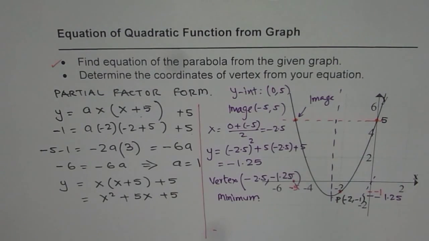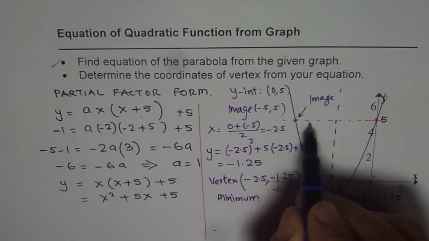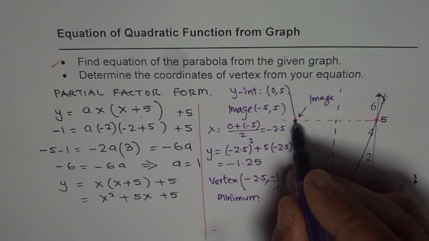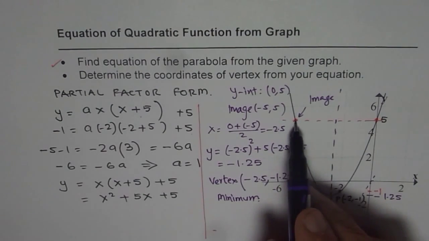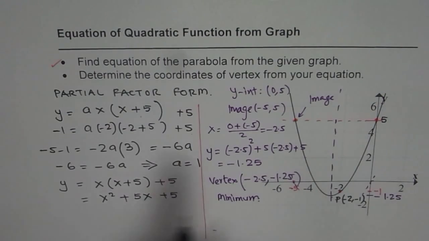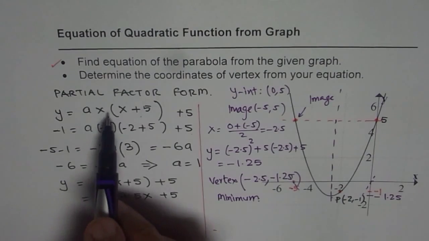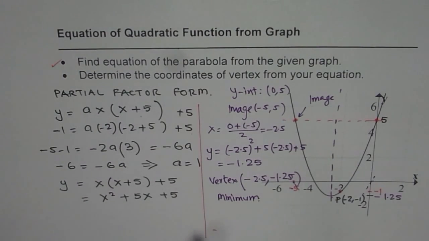I hope you find it very simple. Locate your y-intercept and find a point which is horizontally placed on the graph, that is called the image of the y-intercept, and check the x-coordinate. Now the x-coordinates 0 and minus 5 give you the same value of y on the parabola, right? So you get your equation y equals to a times x, which is because of this 0, times x plus 5 plus 5, the y-intercept. Find a using any point on the graph and then do the needful to get the equation.